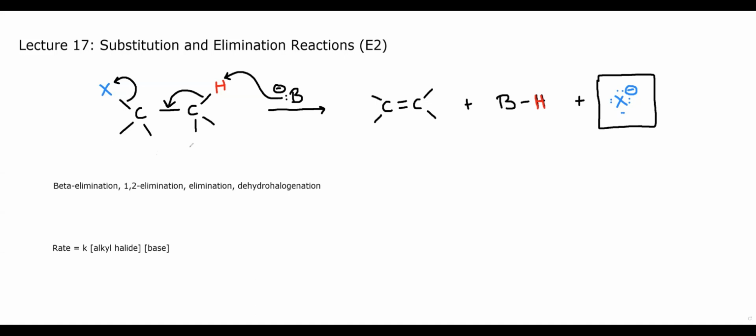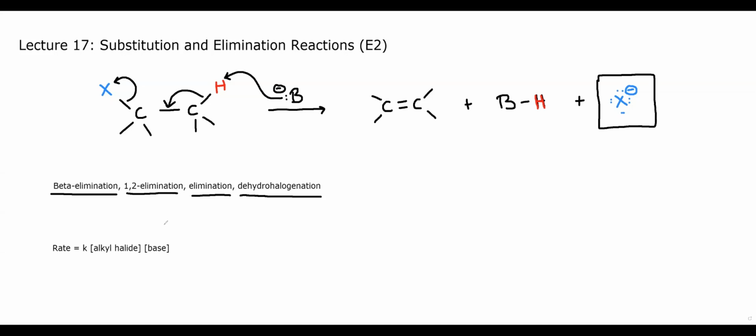Relatively simple, relatively straightforward, although there are a few minutiae that we will discuss. Just in terms of nomenclature, this can be called a beta elimination, a 1,2 elimination, simply an elimination, or if the X, our leaving group, is a halogen, we could call it a dehydrohalogenation, because we're removing both a hydrogen and a halogen. Okay, so these are the words you may see for an E2 reaction.